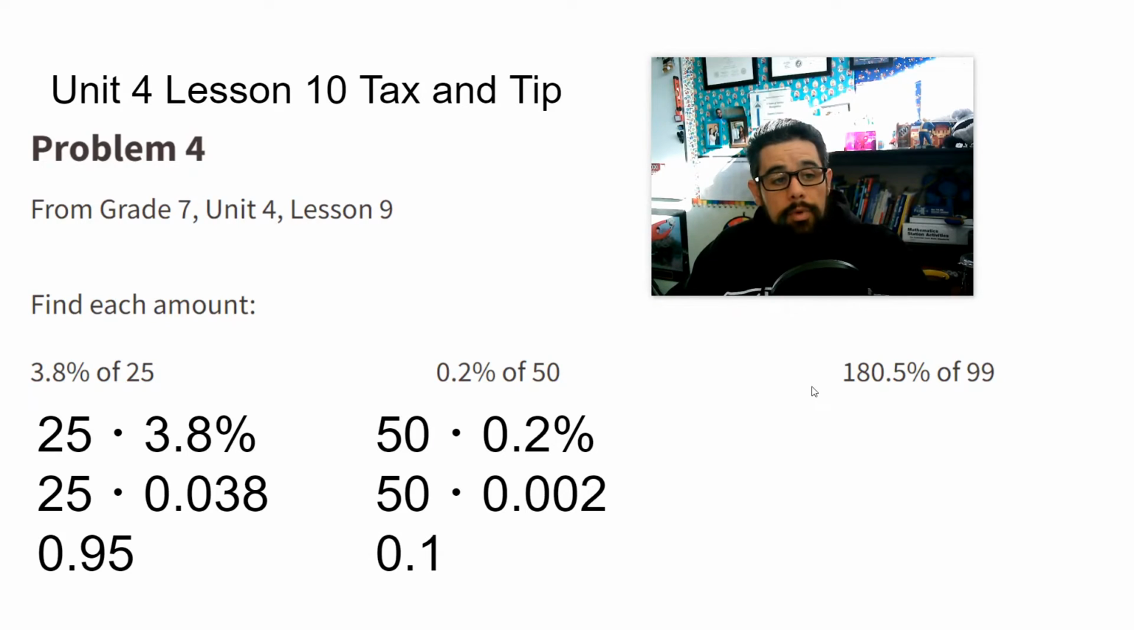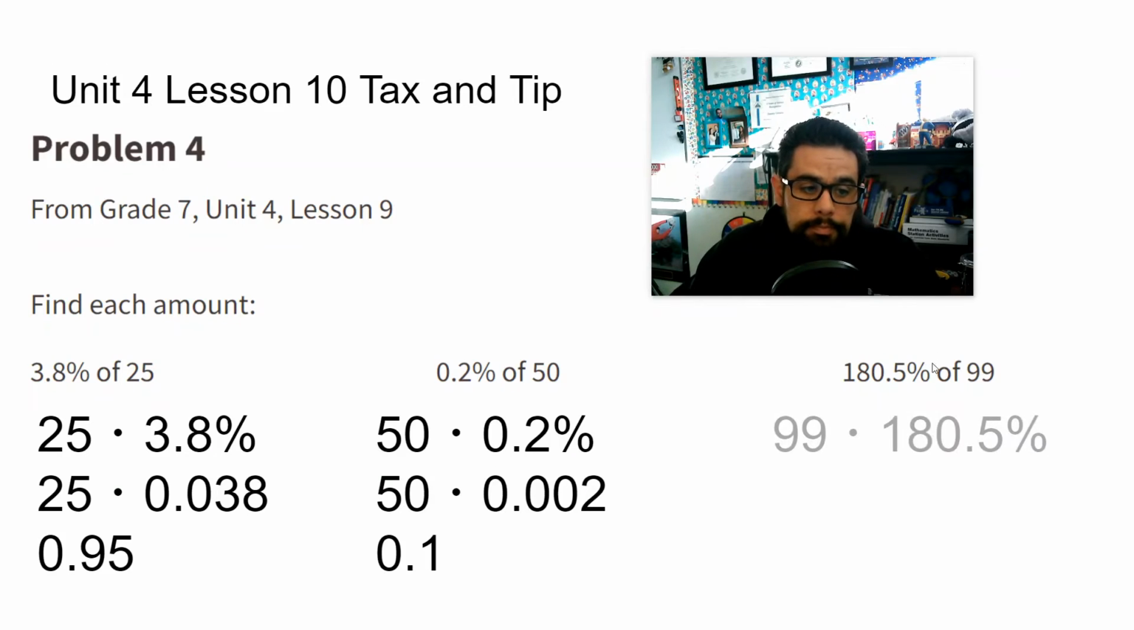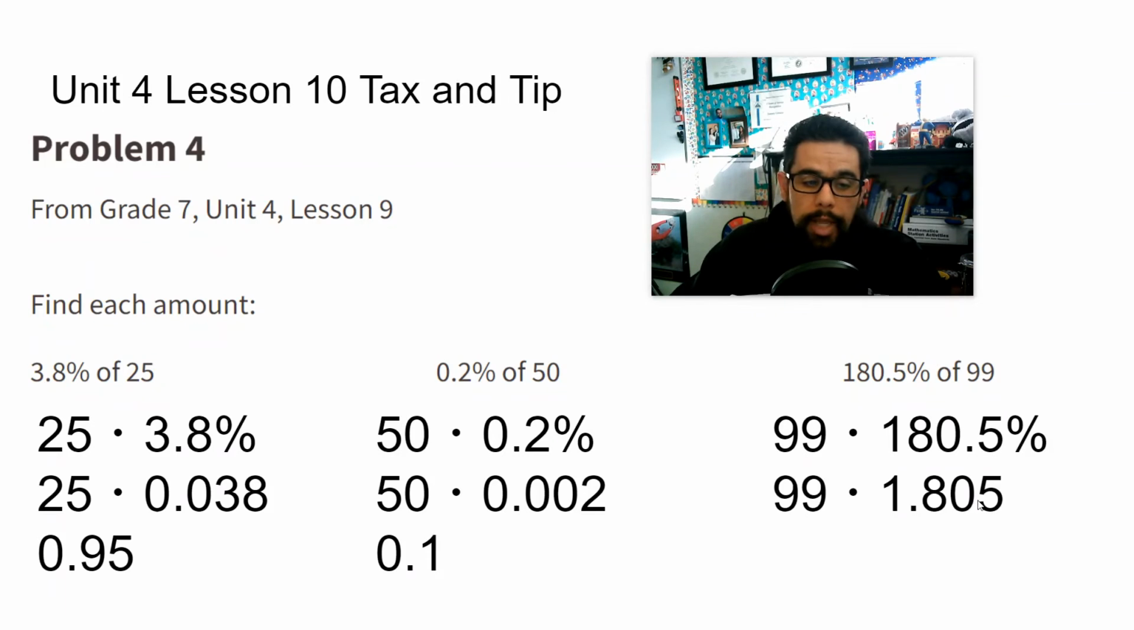Now for the third one, we have 180.5% of 99. I want you to pay attention here because this percent is more than 100. Okay, so it's going to be 99 times 180.5%. And now I write the percent as a decimal. So now notice here I have 1 and 805 thousandths. Because this is more than 100%, when I write the decimal form, it's going to be more than 1. Now I multiply it and you get 178 and 695 thousandths.